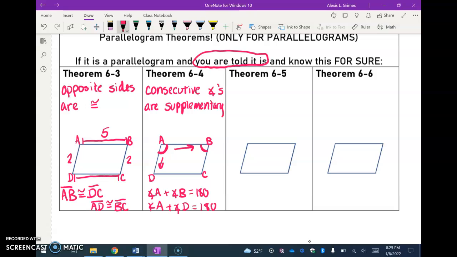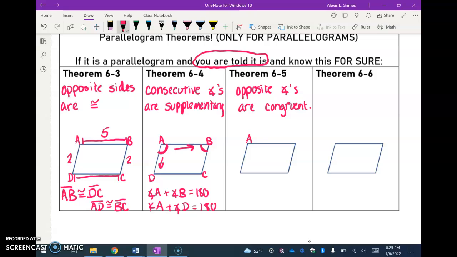That leads us into our next one here. Theorem 6-5. If we have a parallelogram, then opposite angles are congruent. Notice I write out congruent. Sometimes I put the toothpaste thing. Hopefully you know what both of those mean. Write them how you're going to remember.